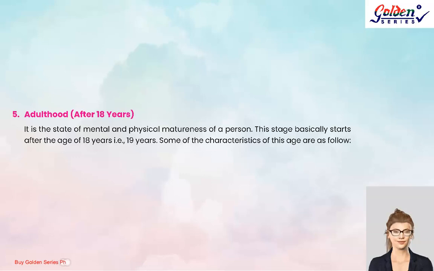5. Adulthood, after 18 years. It is the state of mental and physical matureness of a person. This stage basically starts after the age of 18 years, i.e., 19 years. Some of the characteristics of this age are as follow.